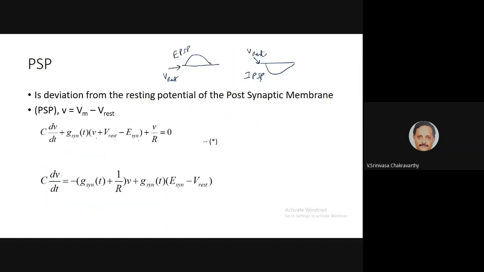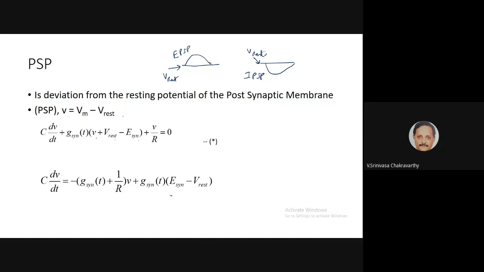Now, the PSP is basically a deviation from the baseline, from V_rest. To give the answer in terms of that deviation, we need to look at a quantity which is Vm minus V_rest. If you rewrite the equation in terms of this new quantity, small v equal to Vm minus V_rest, then you have C dv by dt plus G_syn times (v plus V_rest minus E_syn) plus v by R is equal to 0. If you move things around, you get C dv by dt is equal to minus (G_syn plus 1 by R) times v plus G_syn times (E_syn minus V_rest).